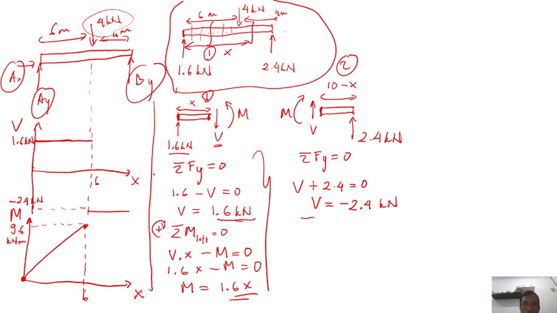Then using sigma moment, okay, sigma moment from the left side again equal to 0. What will I get will be moment, clockwise is positive, moment minus 2.4 multiplied by the distance 10 minus x equal to 0.